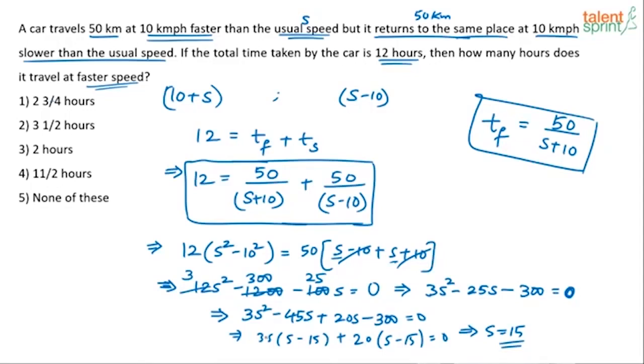But 3S plus 20 is not a useful factor because in that case, S will become negative, minus 20 by 3. Speed cannot be negative. So speed has to be positive. S minus 15 equals 0. S equals 15. Speed is 15. Now put speed 15 here. 15 plus 10, 25. 50 by 25, 2. So time taken to travel at faster speed is 2 hours. Option 3 is the answer.